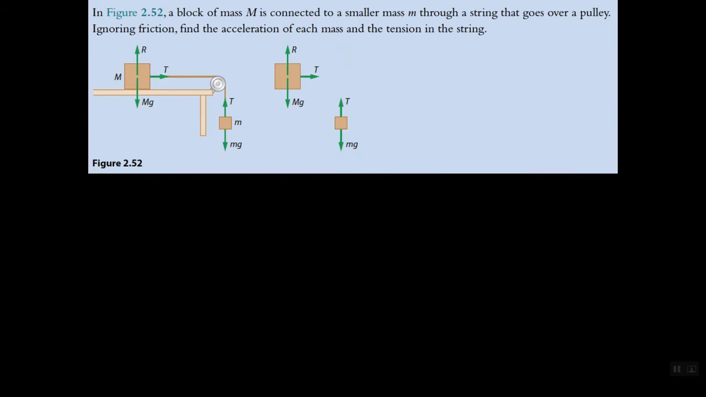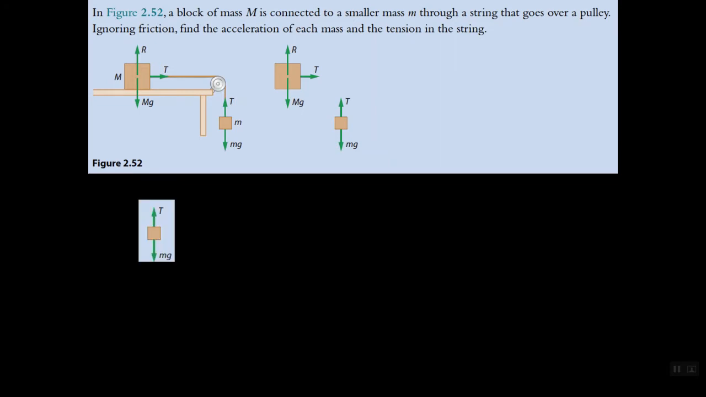Question 2. In figure 2.2, a block of mass M is connected to a small mass m through a string that goes over a pulley. Ignoring friction, find the acceleration of each mass and the tension in the string. The forces are shown in the figure. The acceleration must be the same magnitude for both masses, but the larger mass accelerates horizontally and the smaller mass accelerates vertically downwards. The free body diagram on the right takes each mass separately.